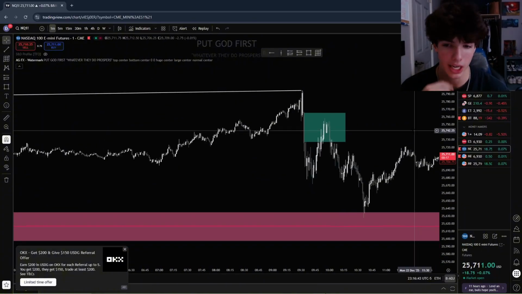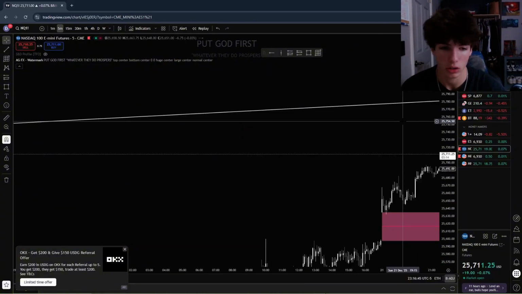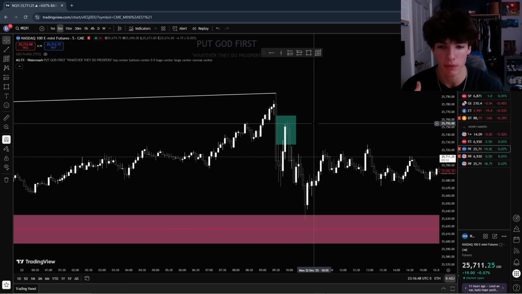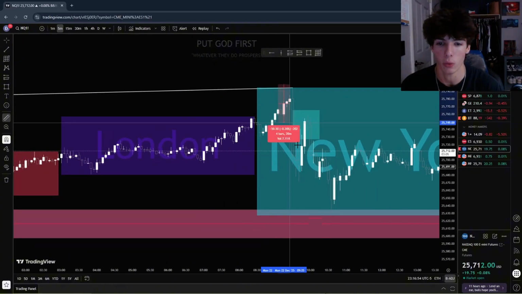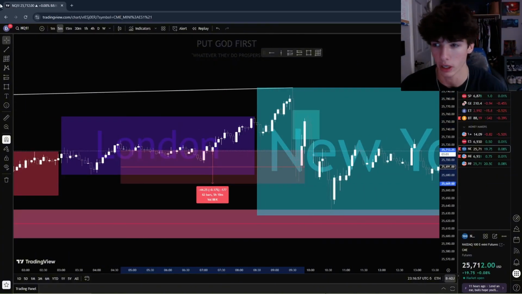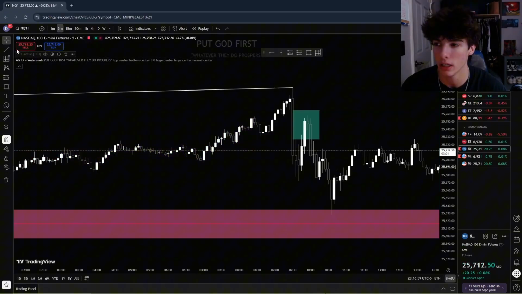So seeing it here, what do we now know, right? That kind of displacement lower gives us a bit of a 5 minute change, but here's why I don't take a short and why I wouldn't have taken a short, right? So this 5 minute change comes down and what does it do? It takes London low all the way over here, right? So we're looking at a London low manipulation, right?